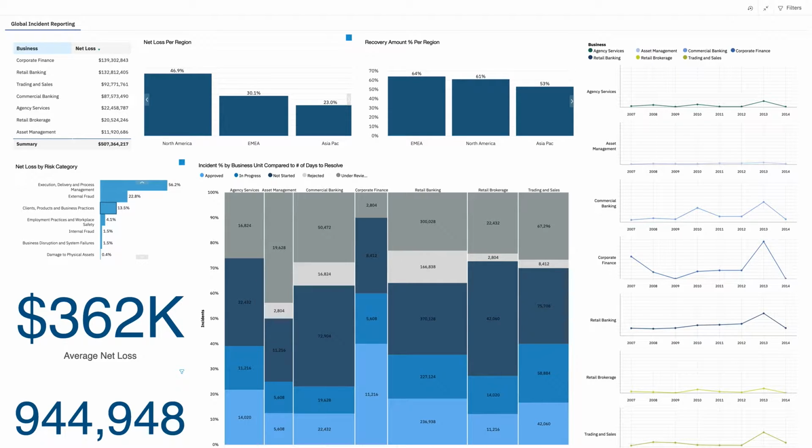Hello everyone. I'd like to demonstrate for you an interactive dashboard that I created using IBM's Cognos Analytics version 11.1.6 that is entitled Global Incident Reporting. The data is sourced from a sample data set that I've created into a data module entitled Banking Event Losses for the years of 2007 to 2014.